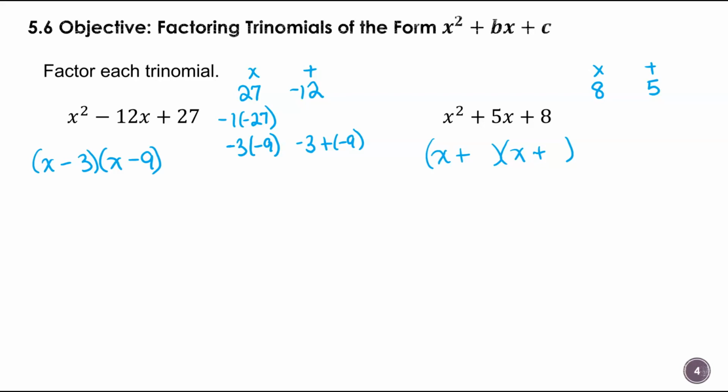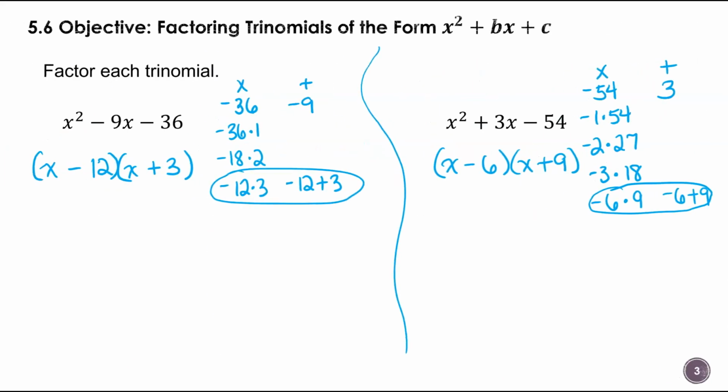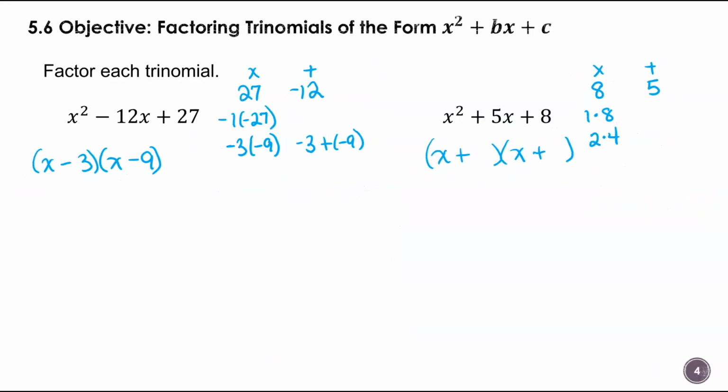So 8 only has a couple of choices, 1 times 8 and 2 times 4. 1 plus 8 is 9, 2 plus 4 is 6, and so we actually don't have any factors here that work. Now, I think, let's see, did it say that on that chart? No, it didn't say that on that chart. So if we can't factor something, right, it's not possible to factor this one, so we are going to say this trinomial is prime, and that means that the trinomial does not factor. And so that's what we call it, prime.